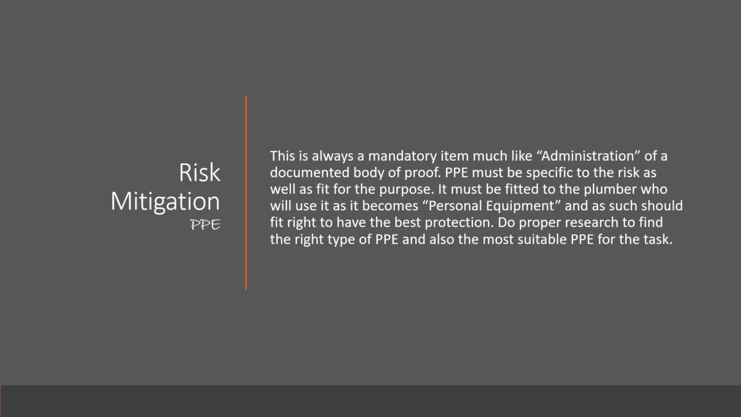And finally, we reach the last of the risk mitigation methods in terms of a hierarchy of control. This is personal protective equipment. This is always a mandatory item, much like administration, a document body of proof. PPE must be specific to the risk as well as fit for the purpose. It must be fitted to the plumber who will use it, as it becomes personal equipment, and as such has to fit right and have the best protection for the plumber.